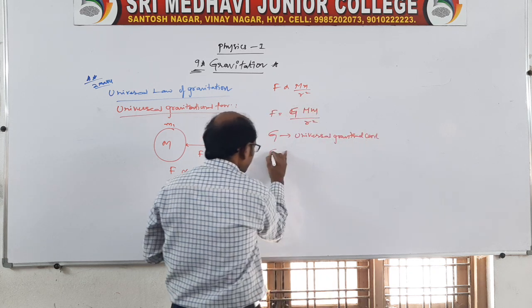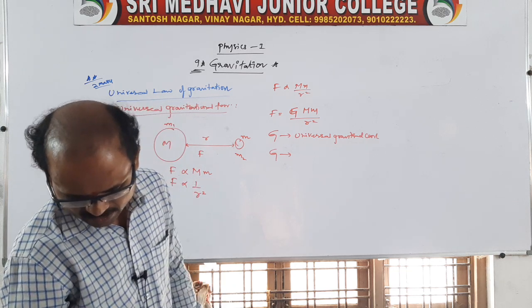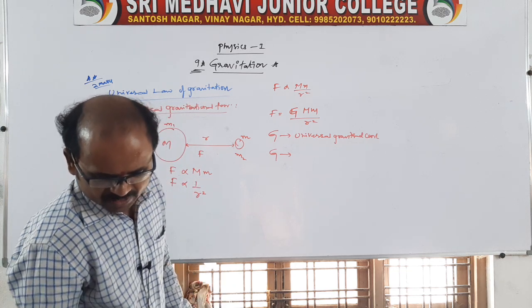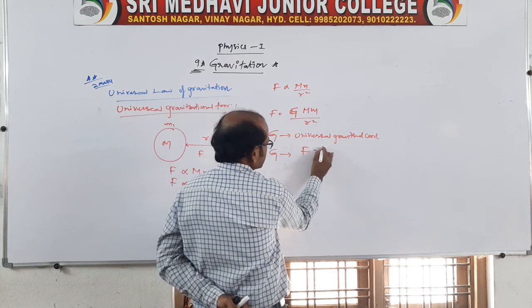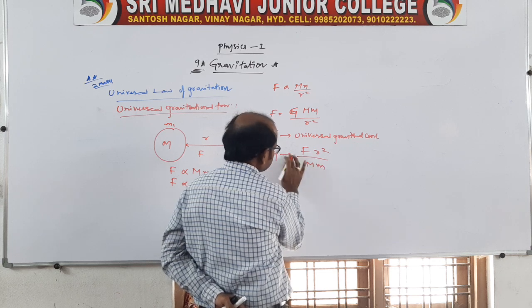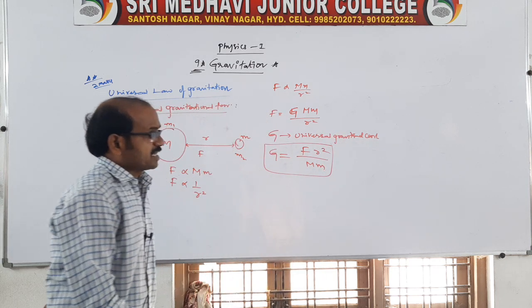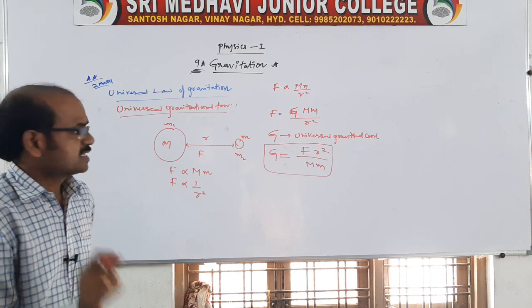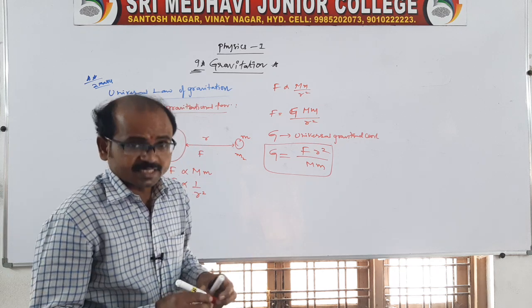Constant. And here it is a constant, no? So there is a value for the universal gravitational constant. That value I will tell you. Before that, you write from here: G is equal to, cross multiplying, F r square by capital M into small m. This is the capital G. Capital F is nothing but the gravitational force. Here the capital G is nothing but the universal gravitational constant.